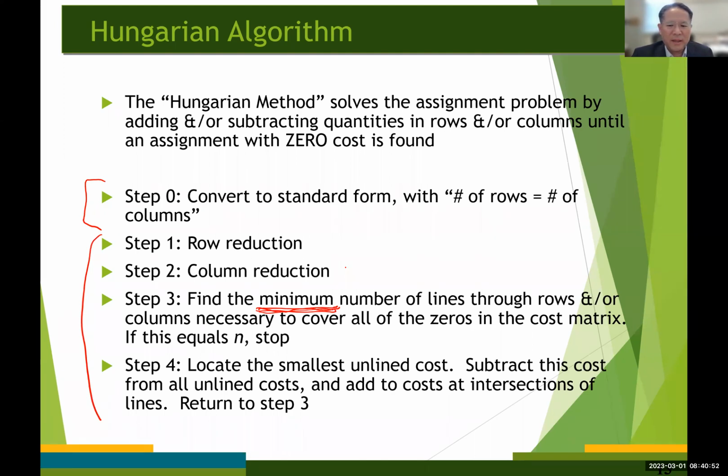And then if the minimum number of lines is equal to the number of rows or the columns, then you gotta stop, because it indicates that you can do the 0 cost assignment with the current cost matrix. Otherwise, you need to move to step number 4 and conduct it, and then go back to step number 3. So you're gonna repeat this until you meet this condition, okay? If the total number of lines that will cover 0s is the same as the total number of rows or the columns, then you're gonna stop.